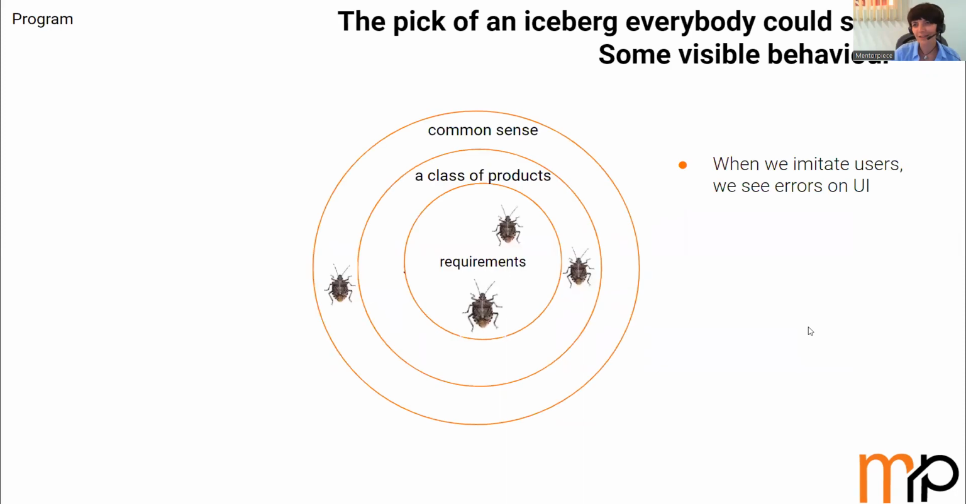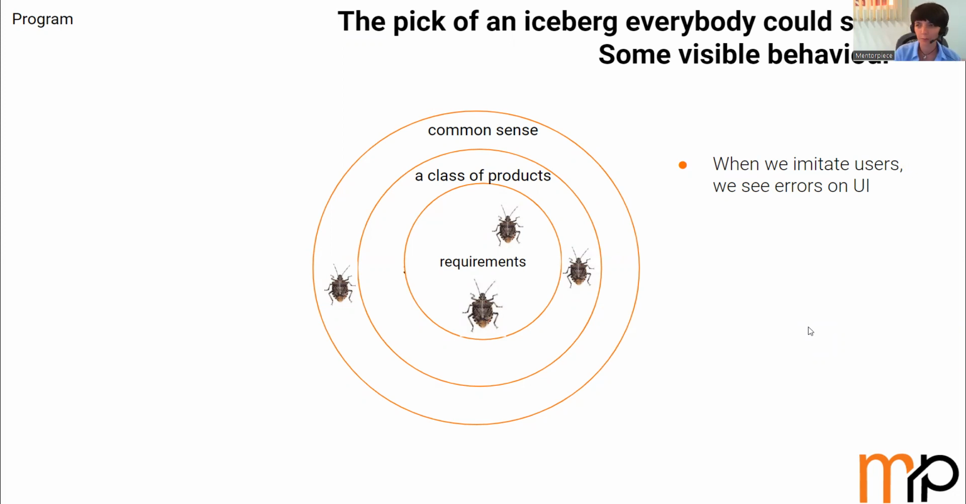And how it could impact our users, all this architecture of our program. So firstly, imagine that now we are imitating users and we see errors on UI. Errors on UI could be linked with the user requirements. This is our document in the vacuum. So this is our document that we are comparing our software with.